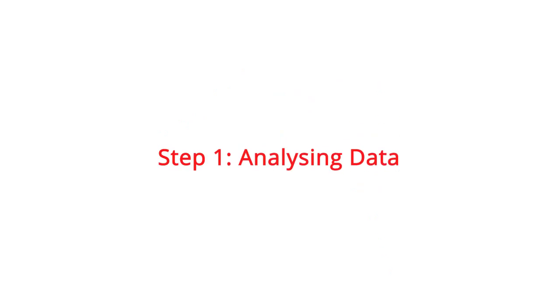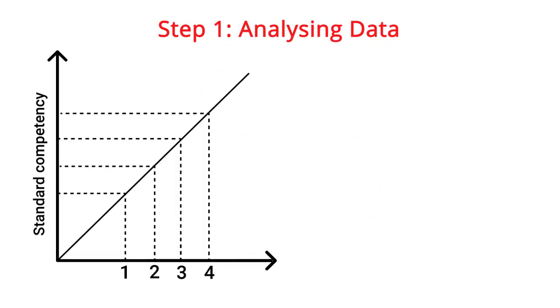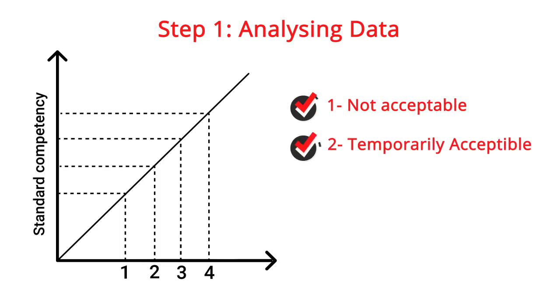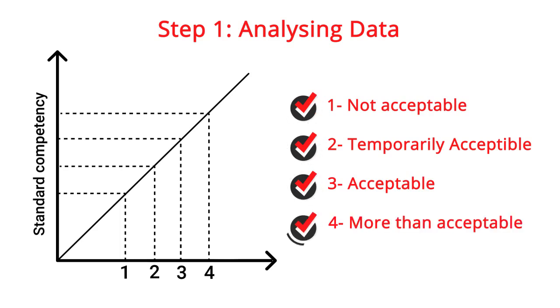Step 1, data analysis. On this slide, you can see that we have a chart that shows 4 different levels of standard competency. The first level is what we call not acceptable. That means that this candidate's responses, their performance, was below our standard level. The second level is what we have called temporarily acceptable. That means that this candidate nearly reaches our standard level but not quite. The third level is the acceptable level, which means that this candidate reaches the standard level. Level 4 means that this candidate is more than acceptable. That means that they surpass the standard level.